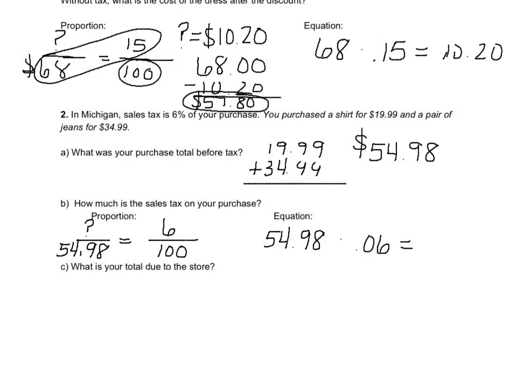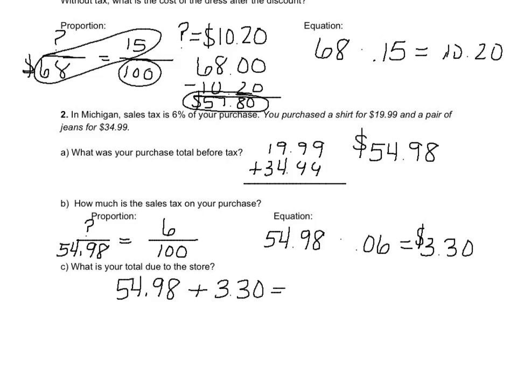Once we calculate that out, we would find that our tax is $3, and here I'm going to round up, $3.30. That would be the exact same amount as if you were to solve using the proportion. So part C is, what is your total due to the store? Well, due to the store, we have to pay the $54.98, which is what the sticker price would have been of the two items. Then we need to add to it our $3.30.